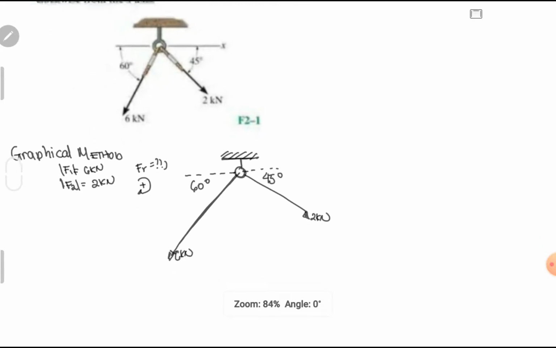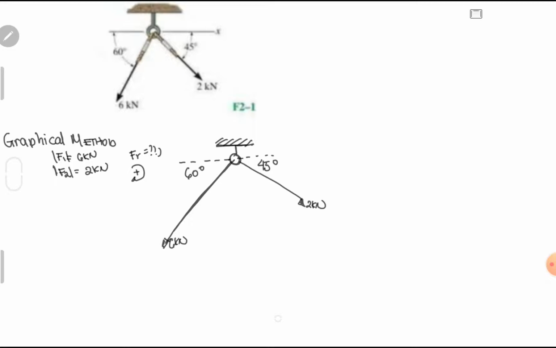By the parallelogram law, we will project each force or vector quantity in parallel with each other, but take note that you should not alter the direction when you project the value of your forces. This projection will just show that we create a parallelogram figure.